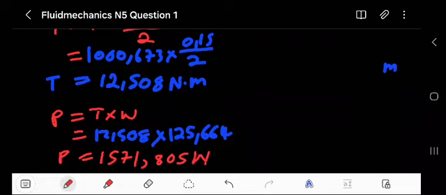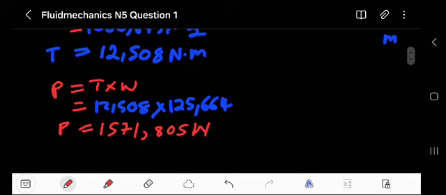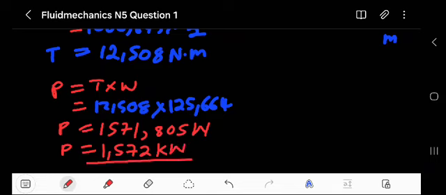Then if you want this in kilowatts, simply divide this by 1000. If we divide this by 1000, it will be 1.572 kilowatts. I don't know which method you have applied, but this is the correct method. I don't know about your memo, but I think it's very wrong. On this paper, this is what I know.